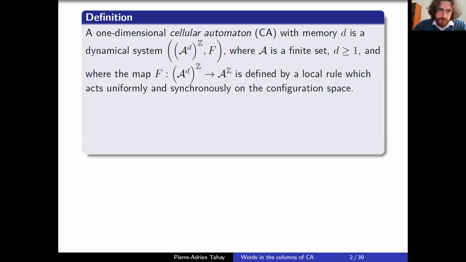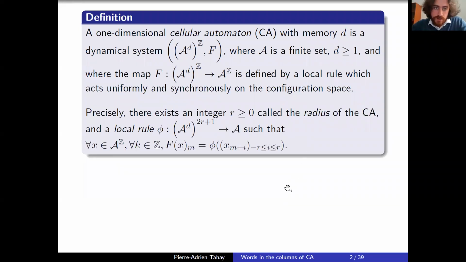I start with the definition of a one-dimensional cellular automaton. It's just a dynamical system with an alphabet. In general, we call the finite set the alphabet, and a map defined on the set A to the power of Z to A to the power of Z, and defined by a local rule to define uniformly and synchronously the configuration space. Firstly, there is an integer called the radius of the CA, and the local rule can be defined by using the radius of the CA like this.